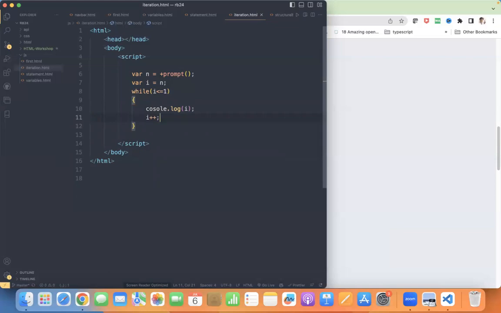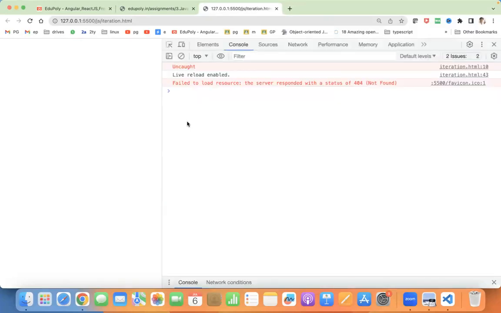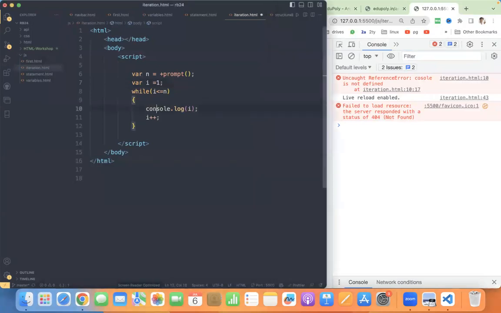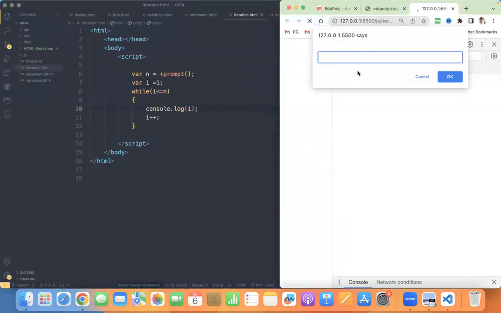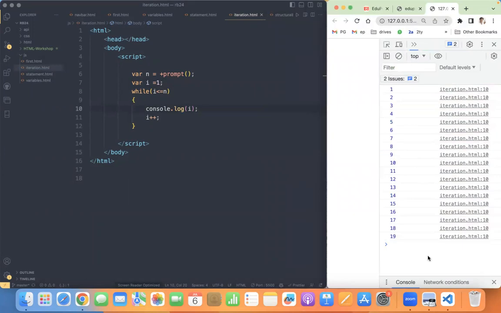So does it print i less than or equal to n? I don't take i is equal to n. i starts from 1, i less than or equal to n, console.log of i, i plus plus. Does it print 1 to that given number? Is it correct?